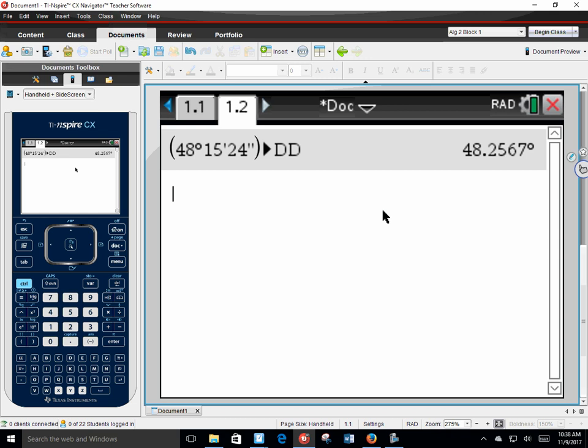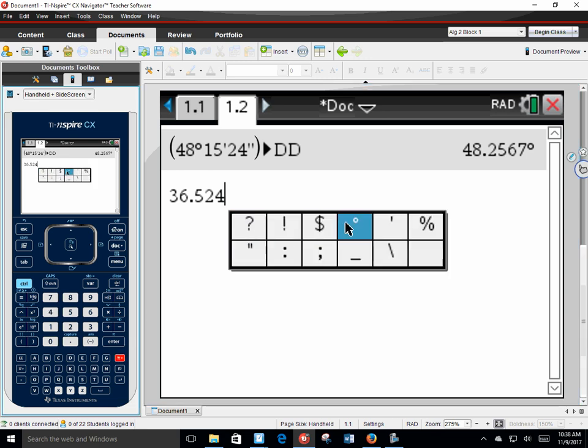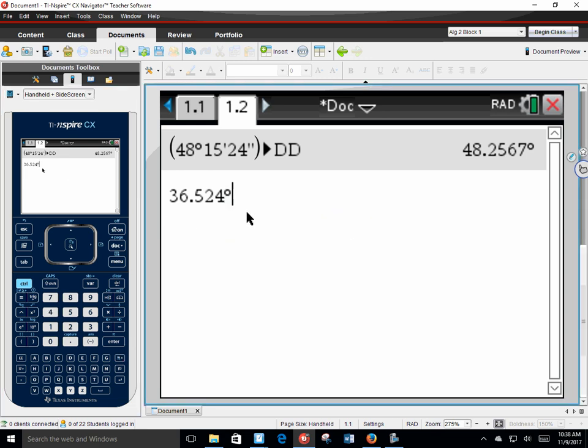This time, let's try converting 36.524 degrees into degrees, minutes, seconds. So I'm going to push the degree button to say I want 36.524 degrees, but this time I want this in terms of 36 degrees, some number of minutes, some number of seconds. I just made that one up.